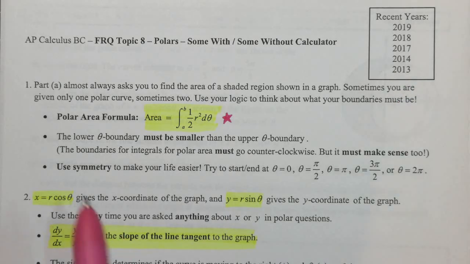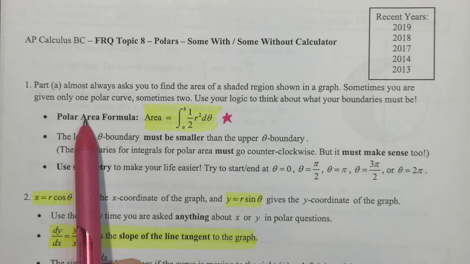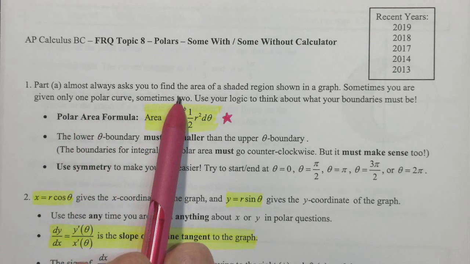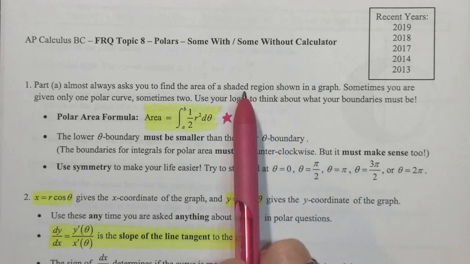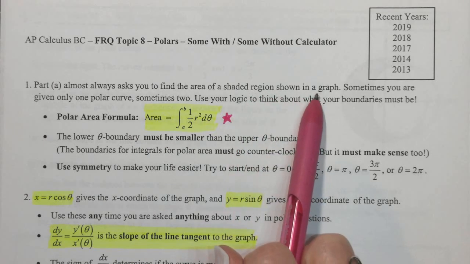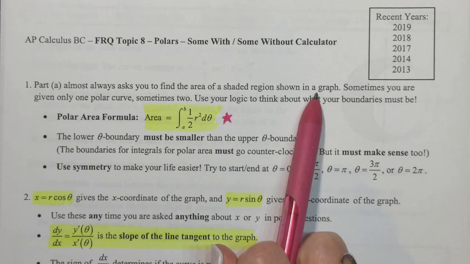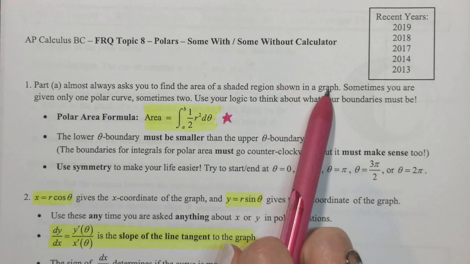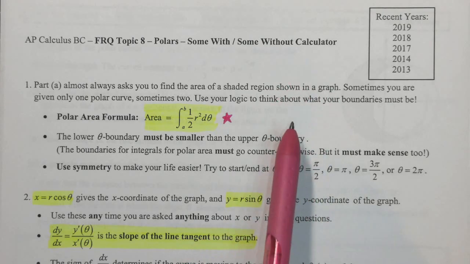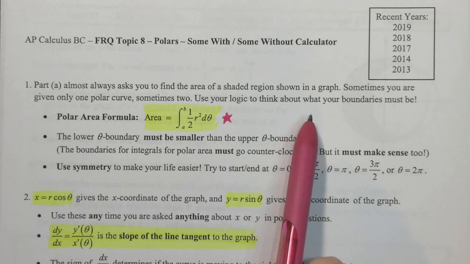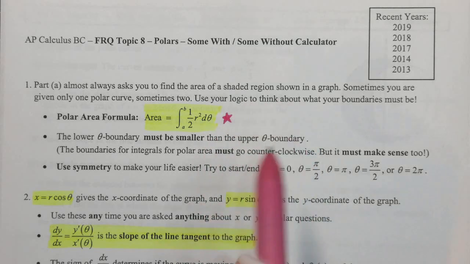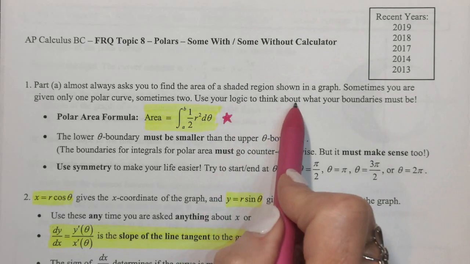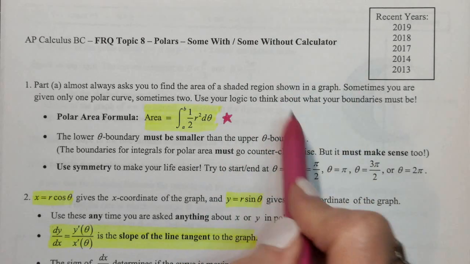Part A almost always asks you to find the area of some shaded region. Usually, if that's the case, they will give you a graph. That doesn't mean that if you have a calculator you can't still put it in your calculator, but usually they give you a graph for that. Sometimes you're only given one polar curve, sometimes two. These are very logical, so think about what your boundaries need to be.